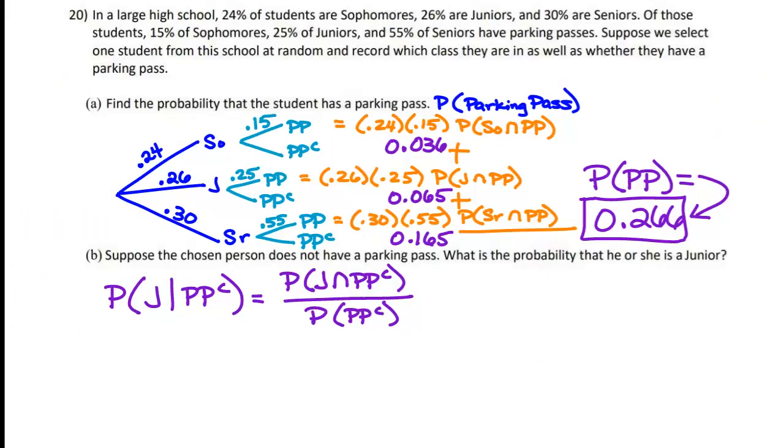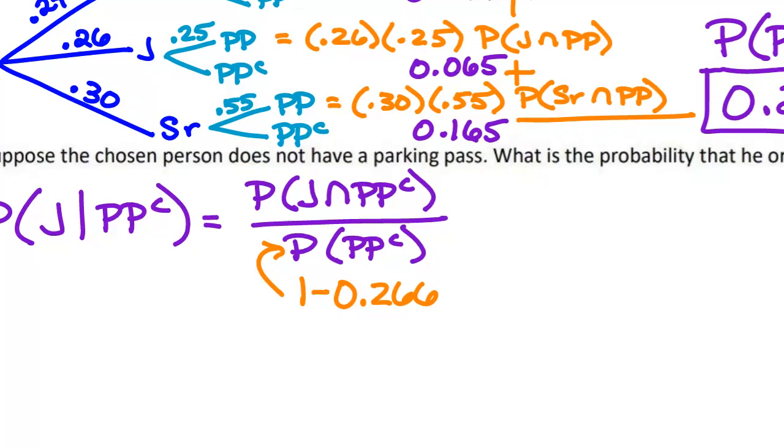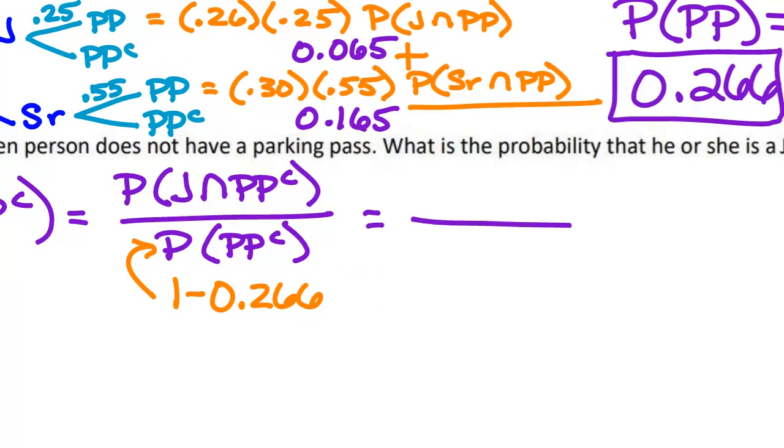Do we have the probability of no parking pass? Can I find it because of what I just did in part A? Yep, that's going to be 1 minus 0.266. So my denominator here is 0.734. The probability of junior and no parking pass.